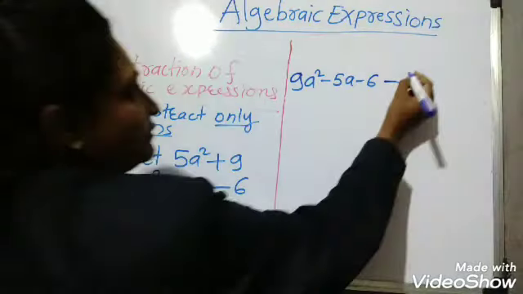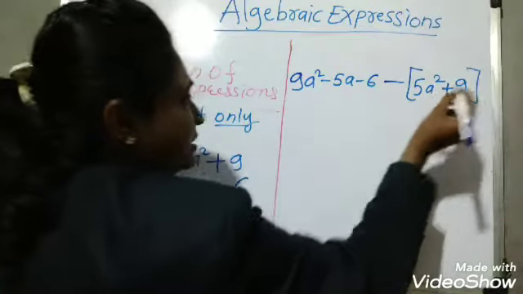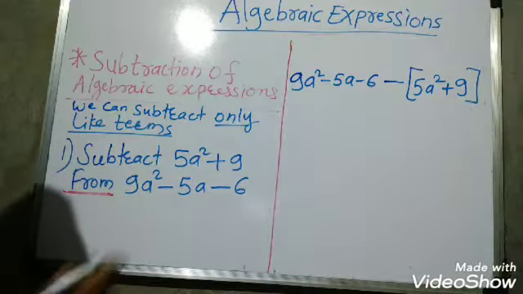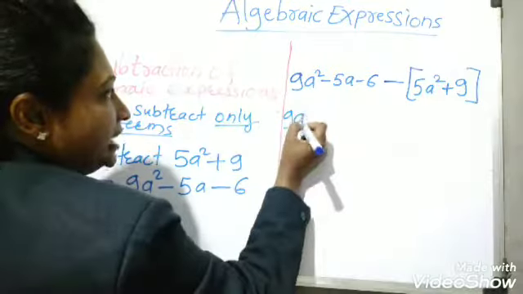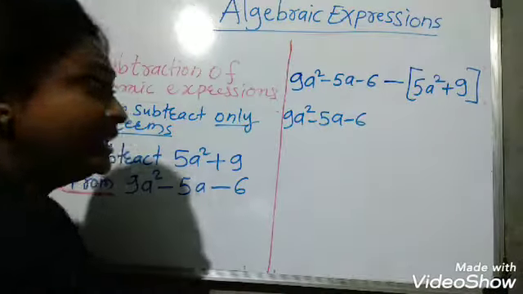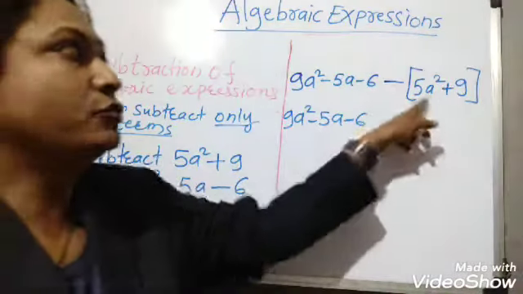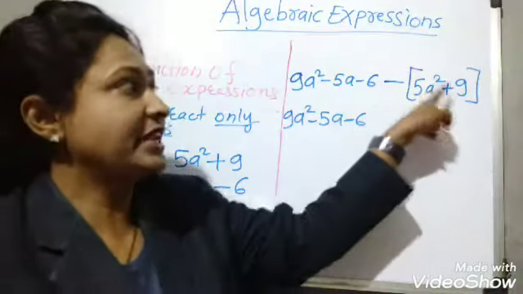Now this I will write, 5a square plus 9, in bracket. Why in bracket? Just see. Now this I am writing as it is, 9a square minus 5a minus 6. In the integer lesson I told you that one rule is there: whenever a minus sign is outside the bracket, then the inside signs will change.